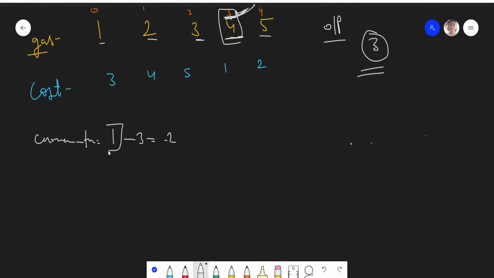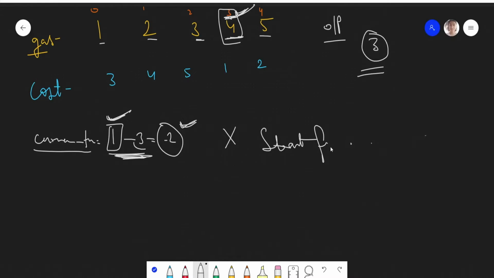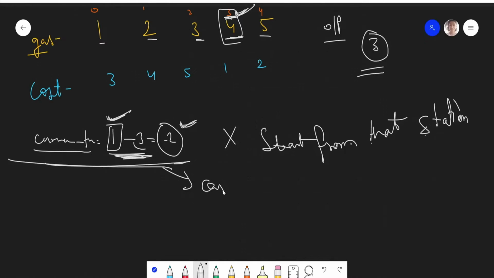Means you only have 1 in your tank and you need 3. So obviously this is not possible now. You only have 1, but in order to move you need to have 3. So when the current fuel becomes negative, that means we cannot start from that station. Right, so this is one case.